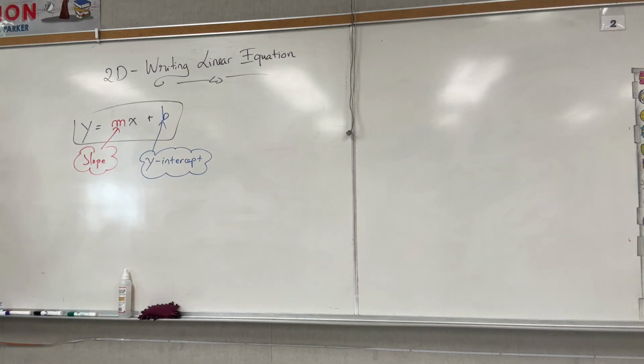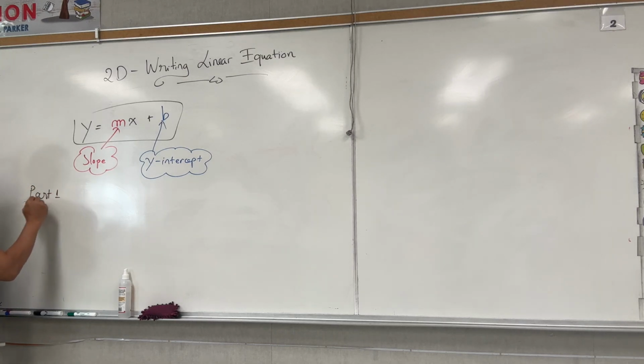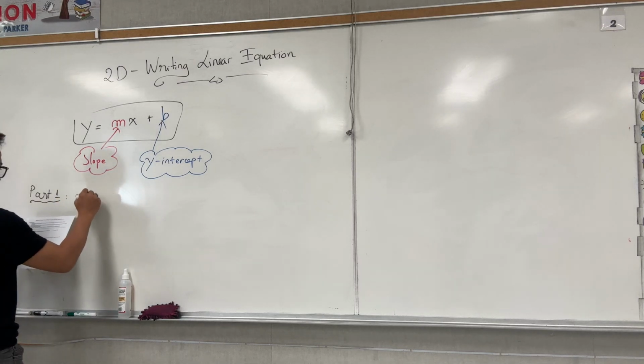So in other words, if I want to write the linear equation, I need to know the slope and the y-intercept. Correct? So part one is very straightforward. Part one is so easy. I'm gonna ask you to write the linear equation, and when I give you these two pieces of information already, it's going to be that.